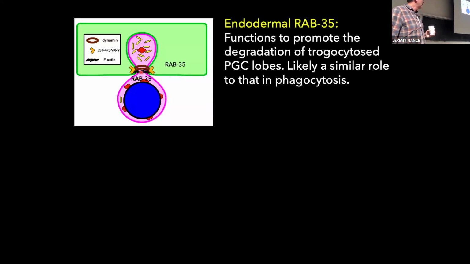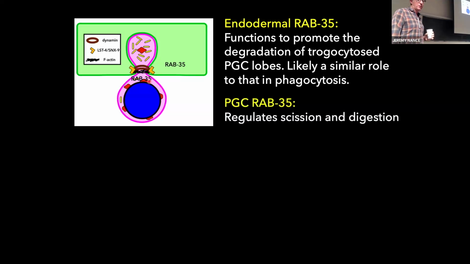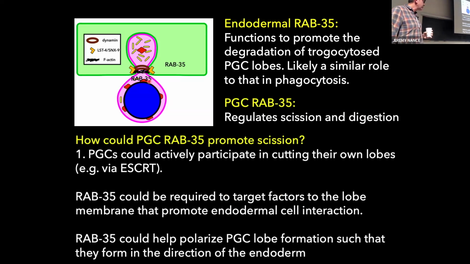But then our surprise was that RAB35 has a role also in the PGCs. And in this case, at least part of its role is to regulate scission of the lobes. We don't yet know how that happens. And we also don't fully understand why you get a digestion phenotype as well when you take it out in the PGCs. So maybe it's interfering with the digestion process subsequently in the endoderm. So we're still working on teasing apart these ideas.